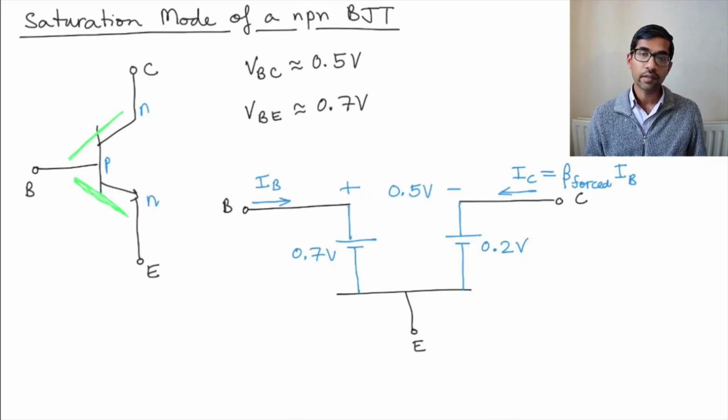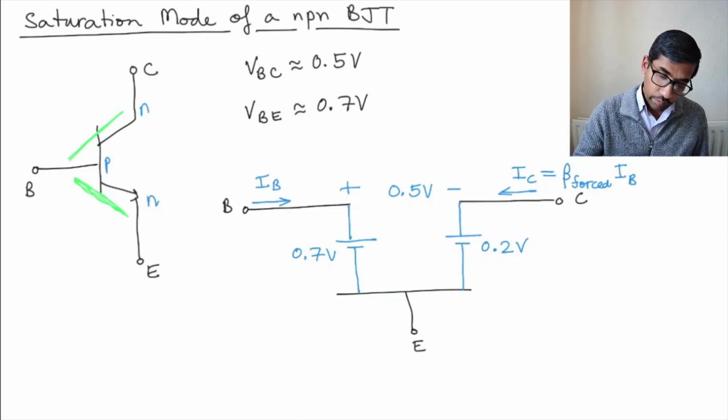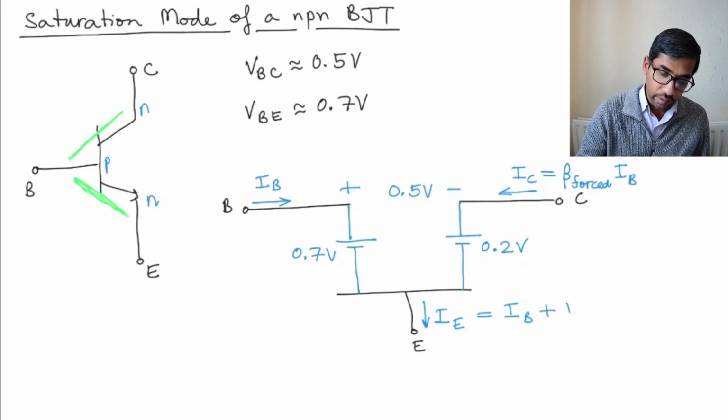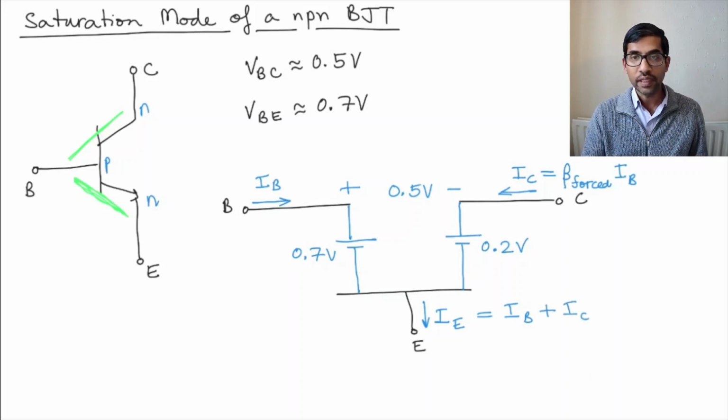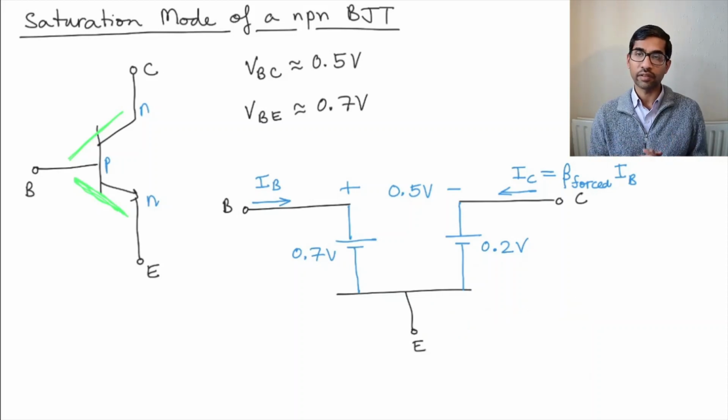What is the current IE going to be in this case? The current that we have here, which is IE, is still going to be IB plus IC. If you want to write it in terms of beta forced, you can, but it's not required. The basic idea is that this equation still holds: the sum of the base and the collector current is still the emitter current, even in the saturation mode, because of the way that we are modeling the circuit. So that's how the NPN BJT behaves in the saturation mode.